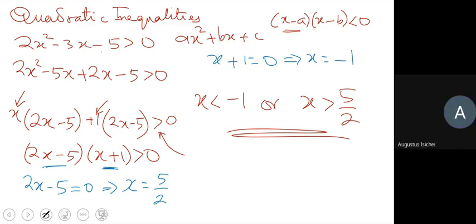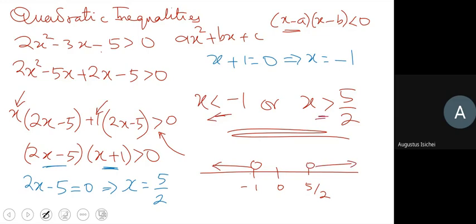On a number line, do this. There is 0 in between. There is minus 1 somewhere here. There is 5 over 2 here. Then x at minus 1 faces the left because it's a less than sign. Then x at 5 over 2 faces the right because it's a greater than sign. This is the expression on the number line.